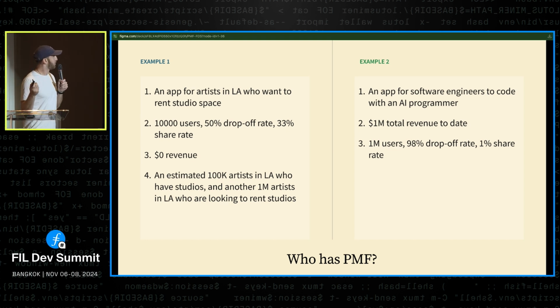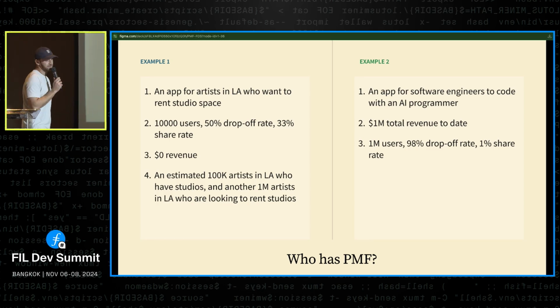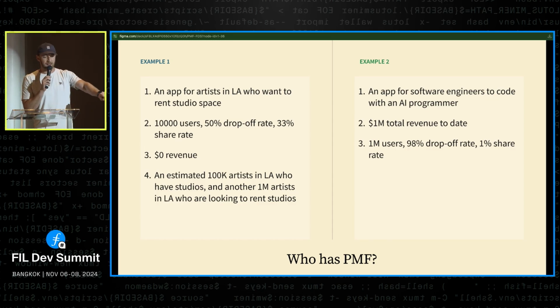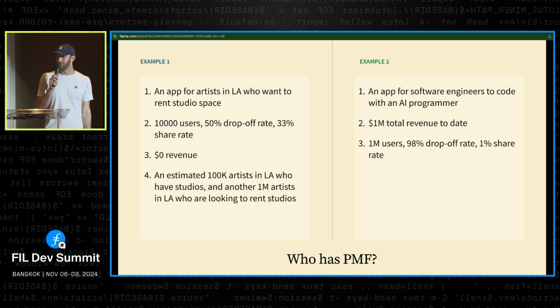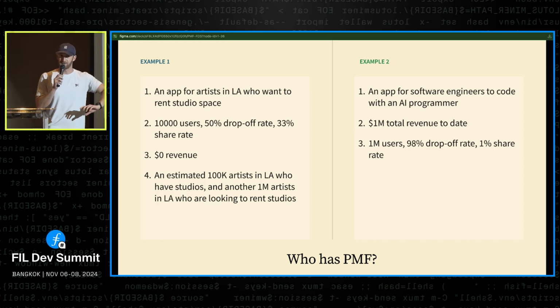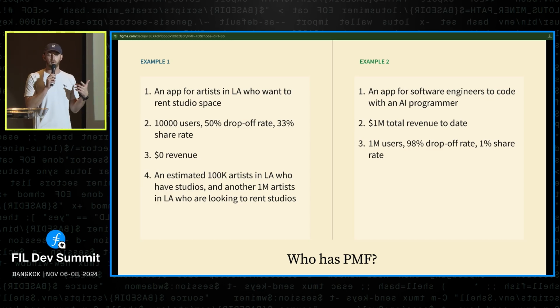So this is an example. I thought I was going to have a little more time, but this is one where we talk about which app has product market fit. In example one, this is an app that isn't making money, but it has really strong sharing rates and really good retention. It also looks like, and these are hypothetical made up, there's actually a market here too that the app can grow into. So this app on the left, I would say, has really strong potential for product market fit, or even has product market fit.